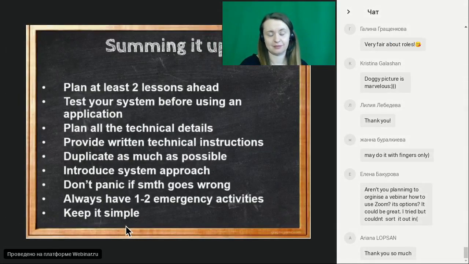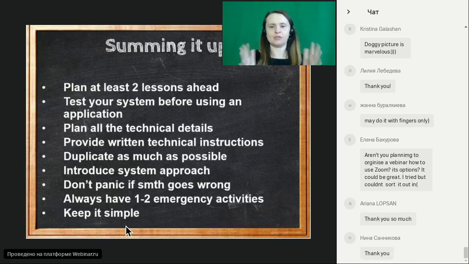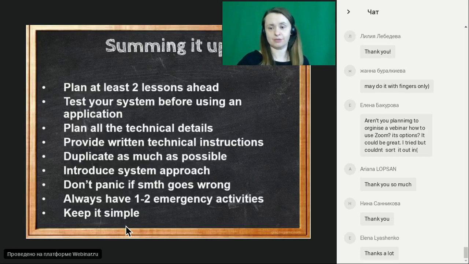Summing it up. Oh, I have a lot of things to say. Plan at least 2 lessons ahead. Test your system. Plan all the technical details. Provide written technical instructions to parents and students. Duplicate as much as possible everywhere. Have a system approach, like Google Drive, for example. Don't panic. Keep calm. It's going to be fine. This too shall pass. Keep it simple. You are great teachers. You don't need to be overwhelmed with technology.